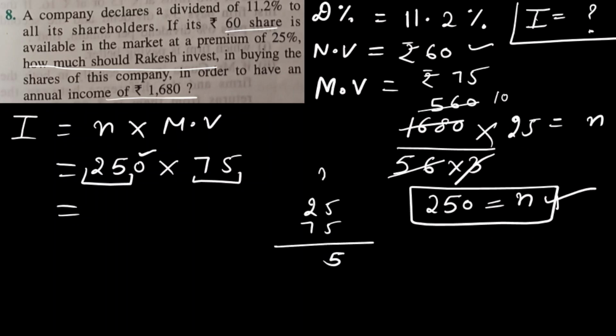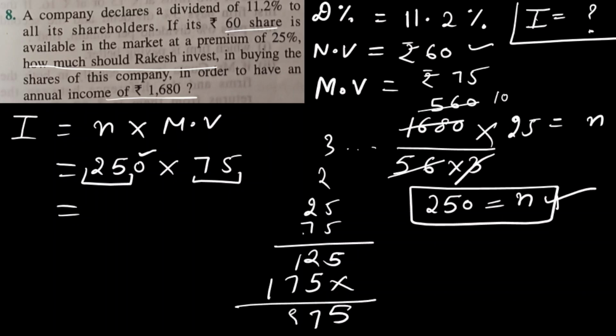5 into 5 is 25, 5 into 2 is 10, 11, 12, 7 into 5 is 35, 14, 15, 16, 17. You can see I am doing all the calculations myself, because I want my students to do calculations themselves only. They should get motivation. The teacher is also doing it herself only.